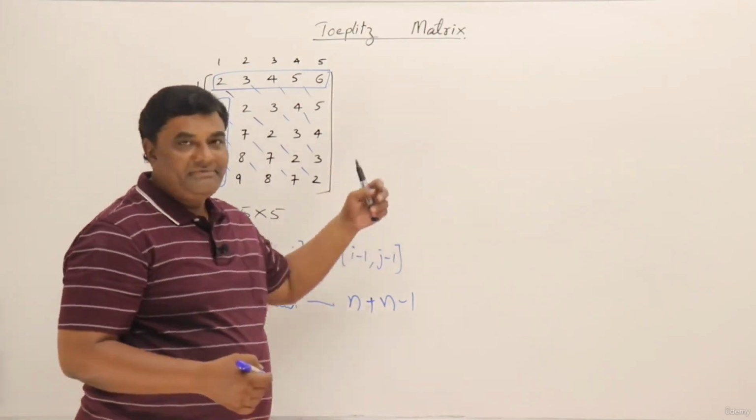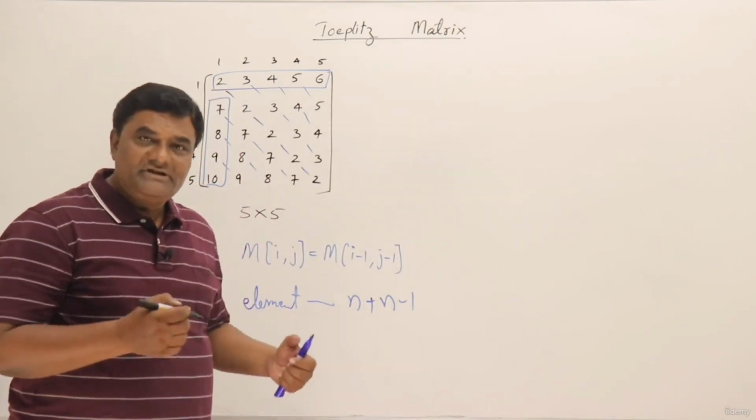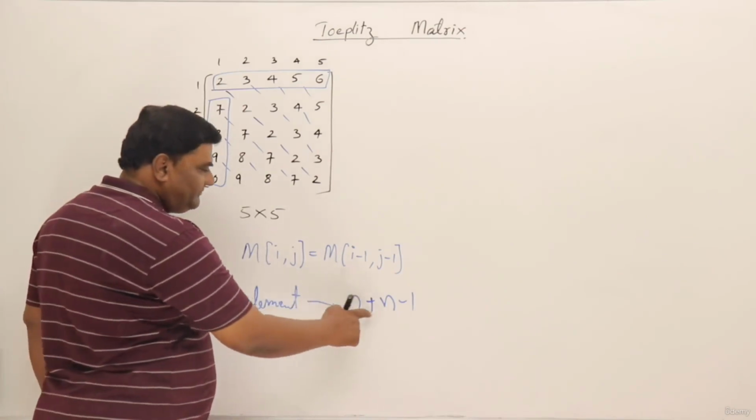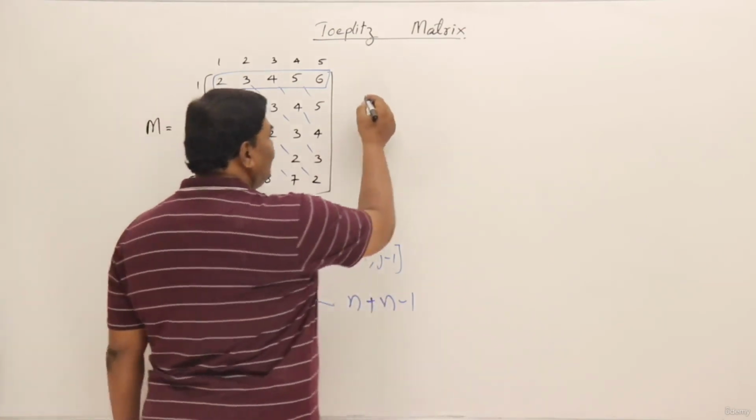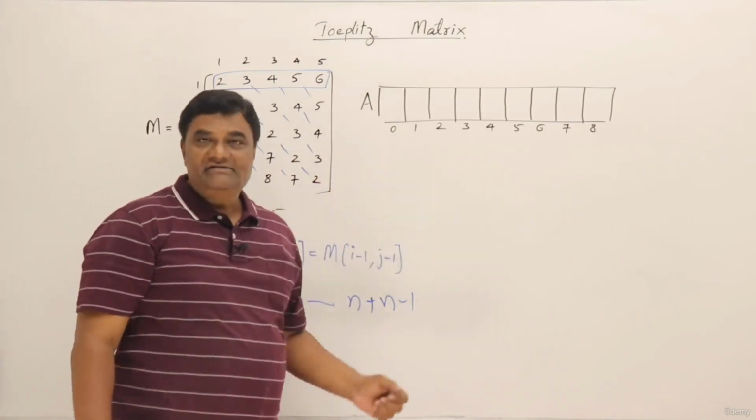So let us see how to represent this one. So I'll take an array and store all these elements. So what should be the size of an array? Size of an array should be 5 plus 5, 10, 10 minus 1, 9. So I will take an array of size 9.